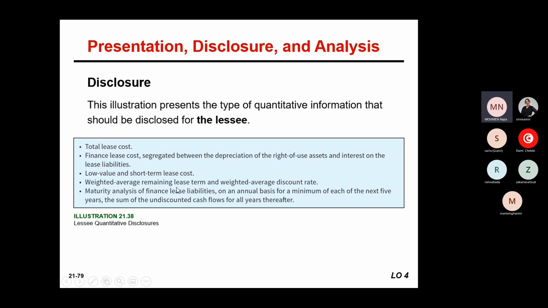If it is possible, a maturity analysis of finance lease liabilities on an annual basis for a minimum of each of the next 5 years, and the sum of undiscounted cash flows for all years thereafter. So you see here, we have to provide more information about the maturity of these finance leases on an annual basis, how much we will have to pay as the lessee, and the sum of all undiscounted cash flows that we are entitled to over the lease term.